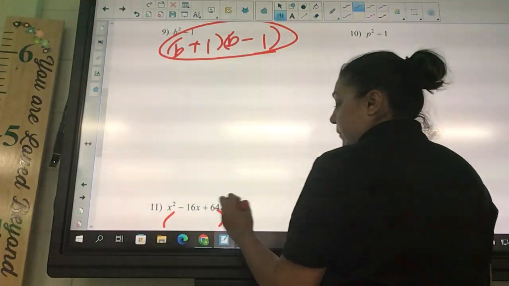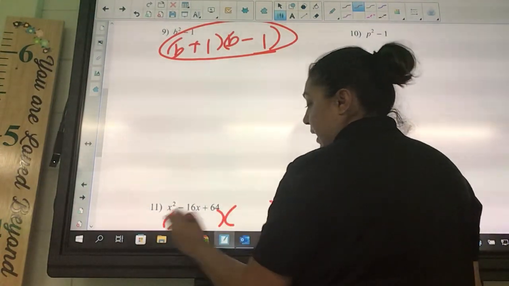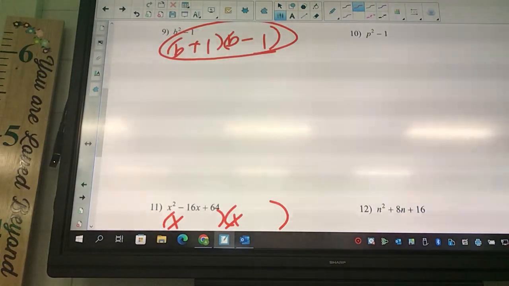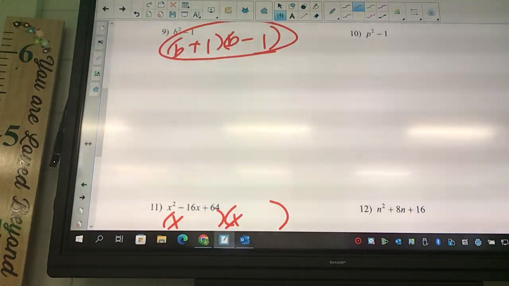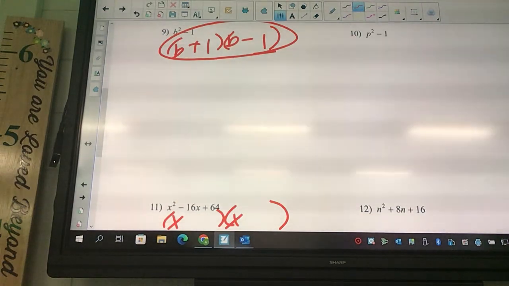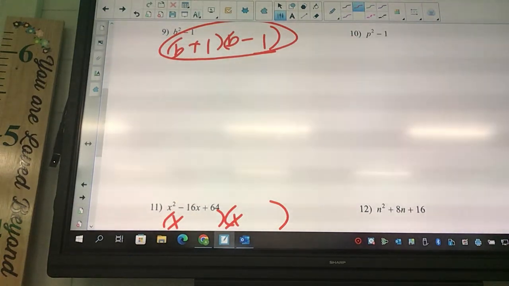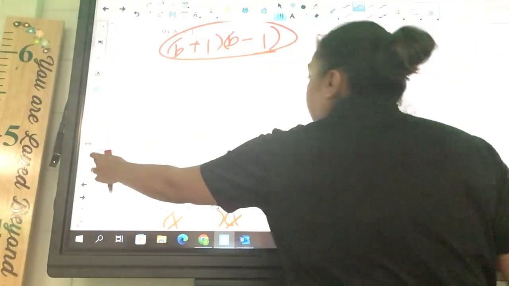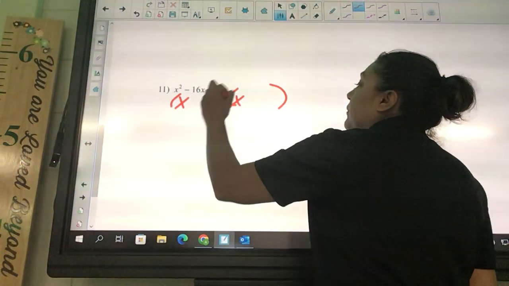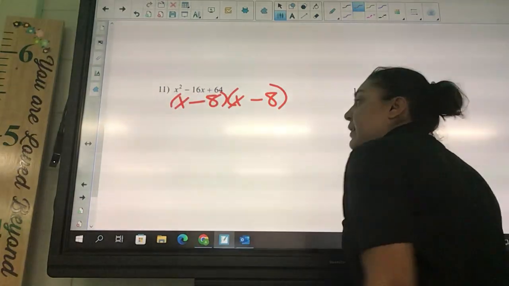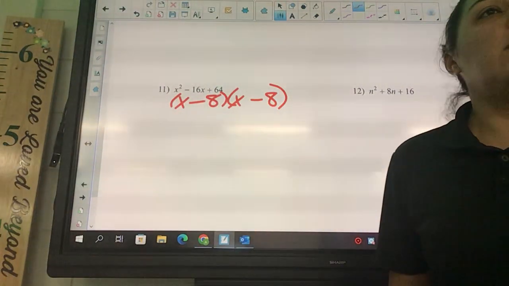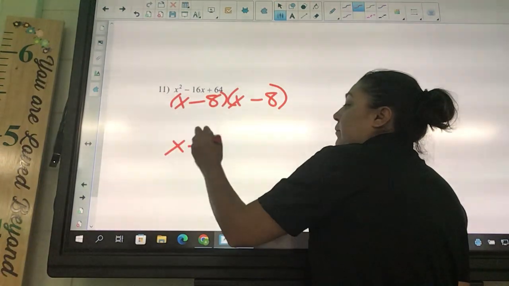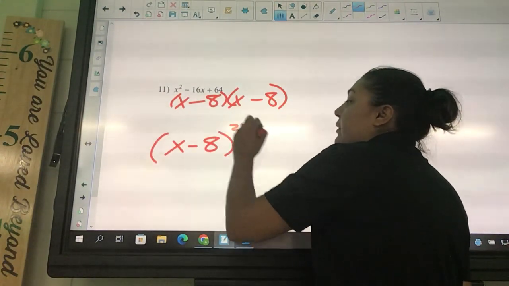Okay, 11. Draw your parentheses, we're saying X and X. What is my number I'm working with? Well, it is going to be 8, but it's 64. Okay, and so it's got to be 8 and 8, and I'm trying to get to what? Negative 16. So how can I make that happen? Negative, negative. Is this finished? No. What's it need to look like? X minus 8 to the second power.